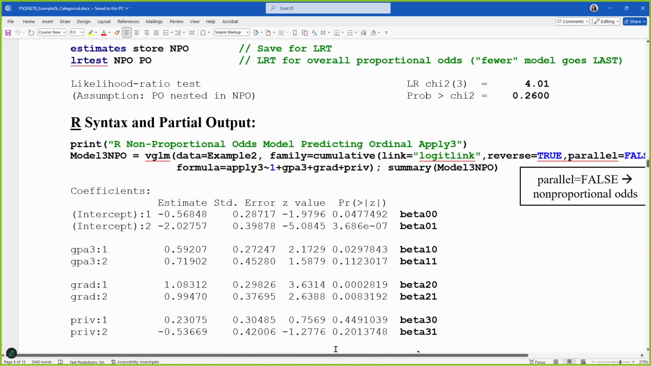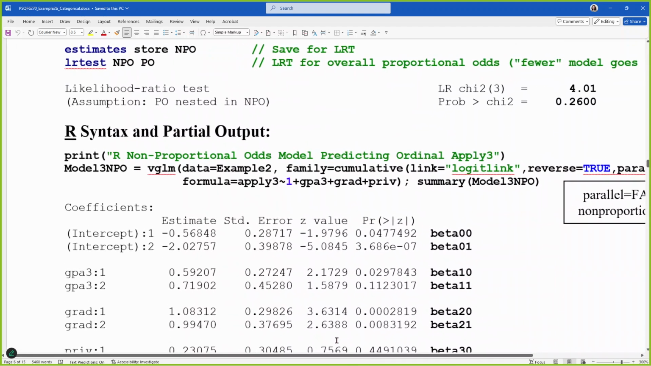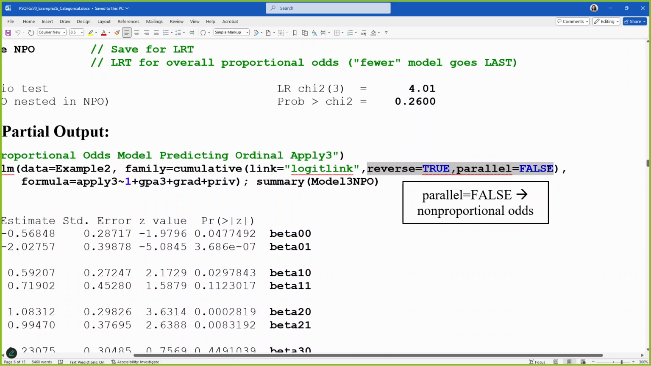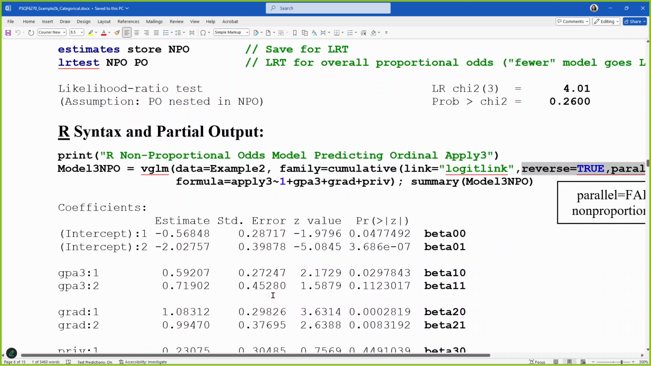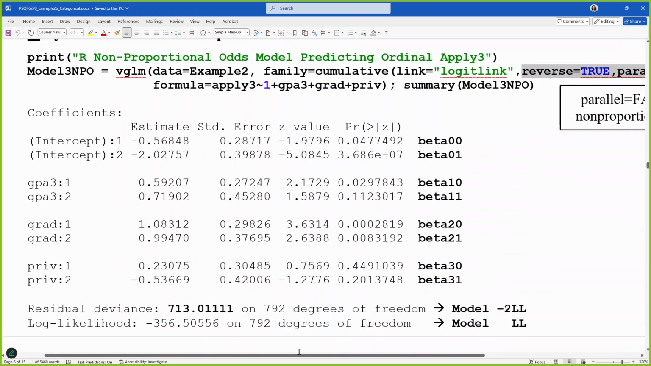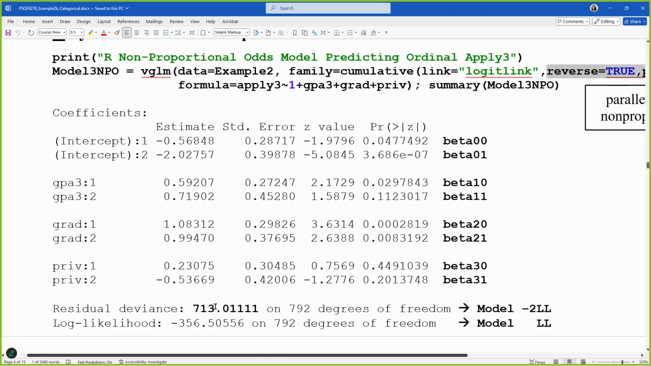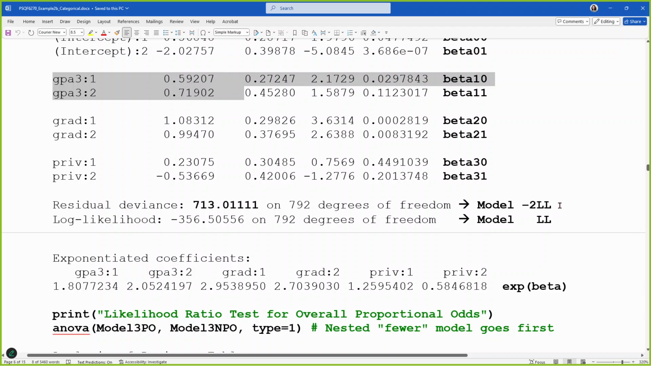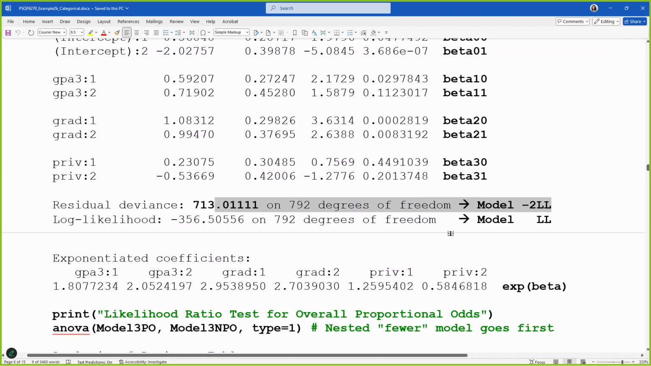So I am using VGLM from the VGAM package to do this because it was the only one I could find that had both of these options. So parallel equals false means non-proportional odds, not parallel slopes anymore. The output is organized by predictor rather than by submodel. So you'll note that we have the two intercepts, the two GPA slopes, and so on. It gives you both -2 log likelihood and log likelihood. The homework system takes -2 log likelihood, so that's the one that I bolded here to remind you of that.